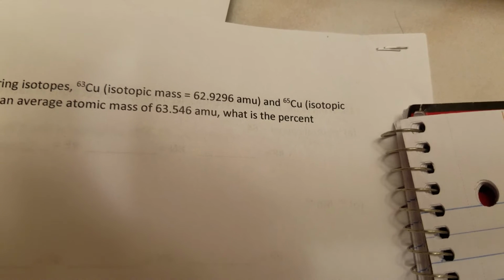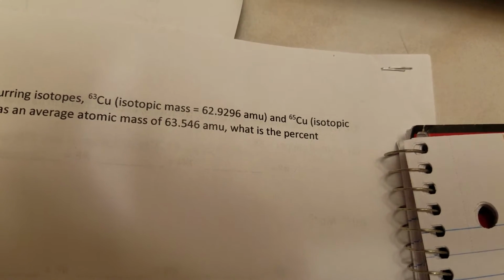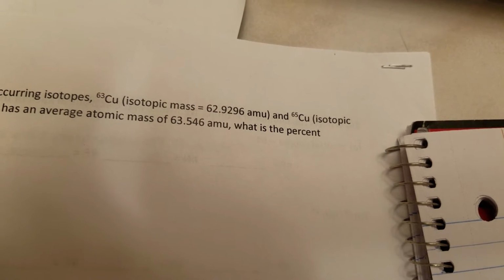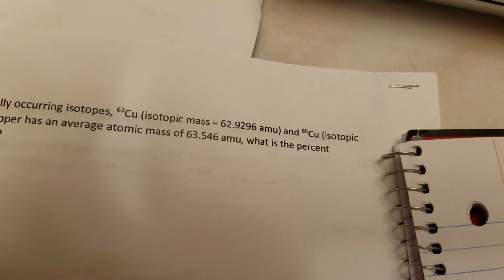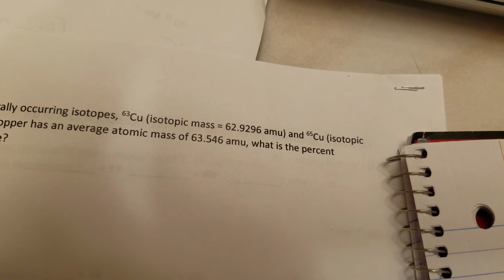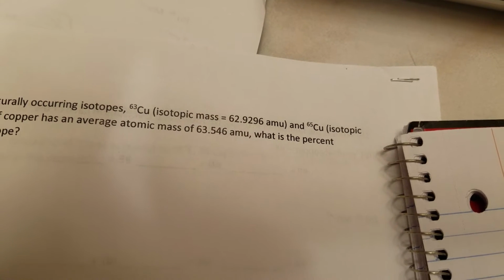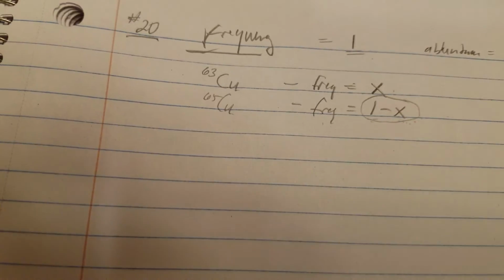So if X had been 0.2, then the frequency for this one would be 1 minus 0.2, or 0.8, for a total of 1. So this is why we let this one equal 1 minus X, which makes the entire total of the frequency 1. And this will be the way it is in all of these types of problems.